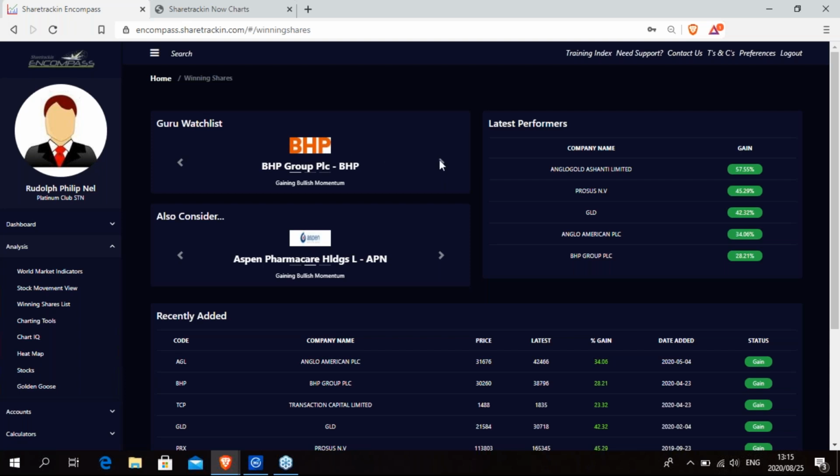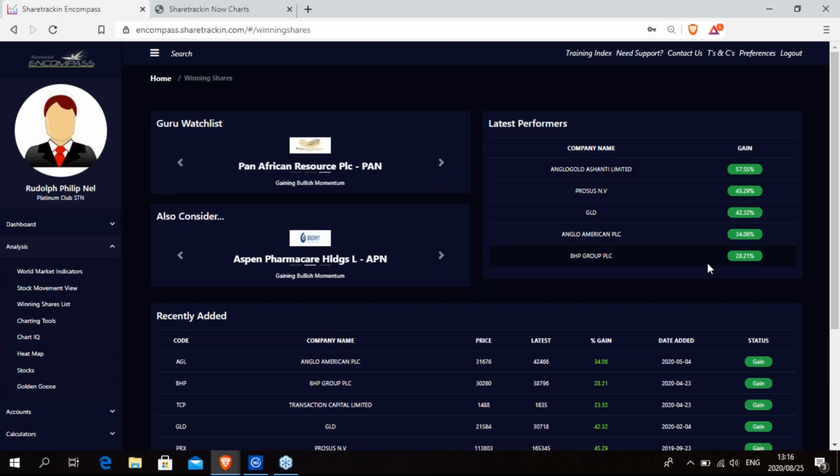Now, on her watch list she's got BHP Group PLC, Kumba Iron Ore, and Pan Africa Resource PLC. And then also she has Vodacom Group Limited, Aspen Pharmacare Holdings, and Sibanye Stillwater. And on the right-hand side, you'll see these are the latest performers. Now, Anglo Gold Ashanti Limited has gone up by 57.55% since we've added it on our winning shares list. Process.NB has gone up by 45.29% since we've added it onto our winning shares list.